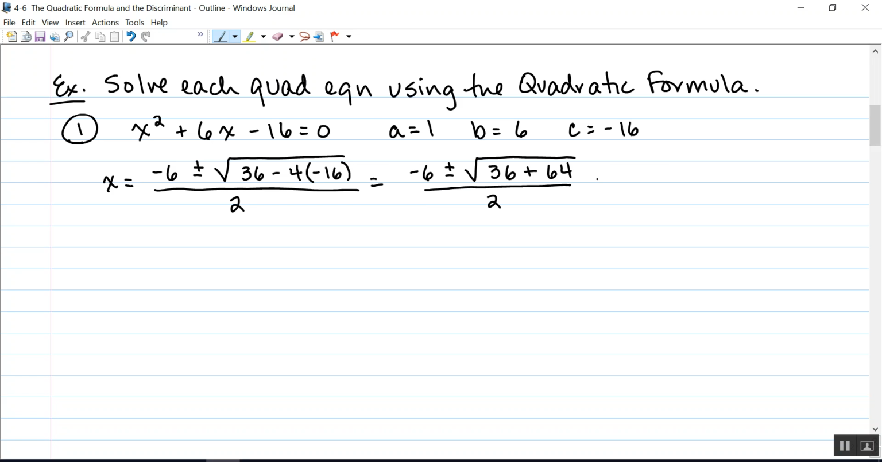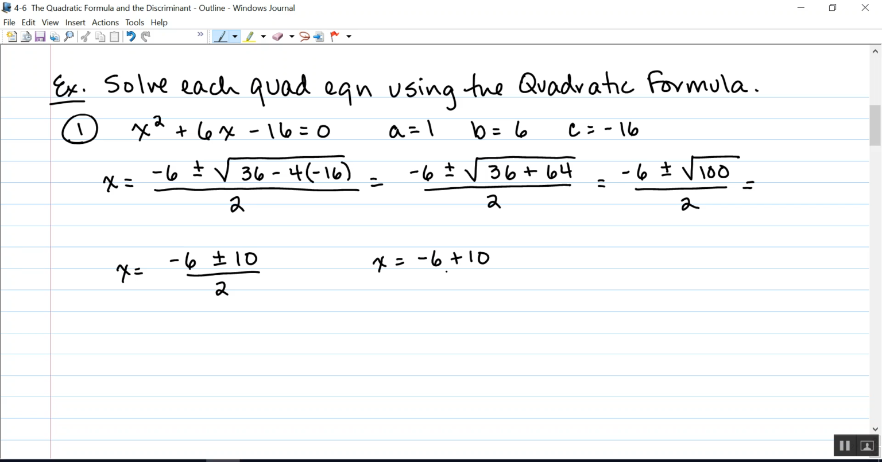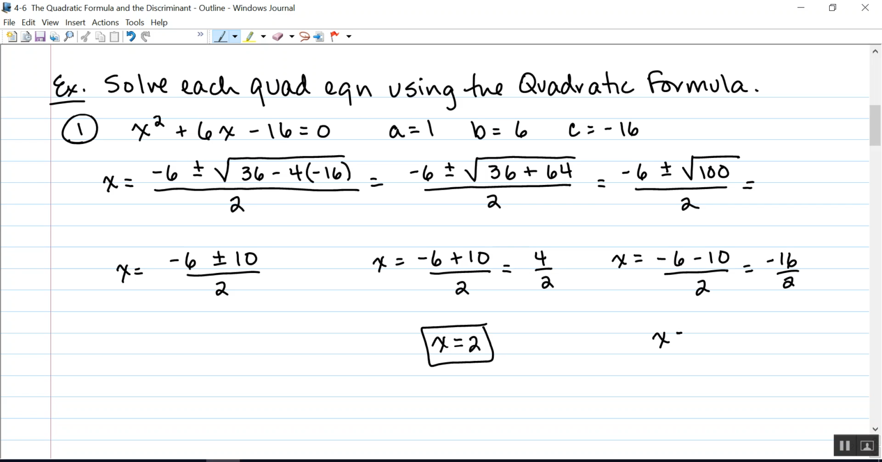over 2, or negative 6 plus or minus the square root of 100 over 2, or negative 6 plus or minus 10 over 2. So that means that x is equal to negative 6 plus 10 over 2, or 4 over 2, or x equals 2. X is also equal to negative 6 minus 10 over 2, or negative 16 over 2, or negative 8.